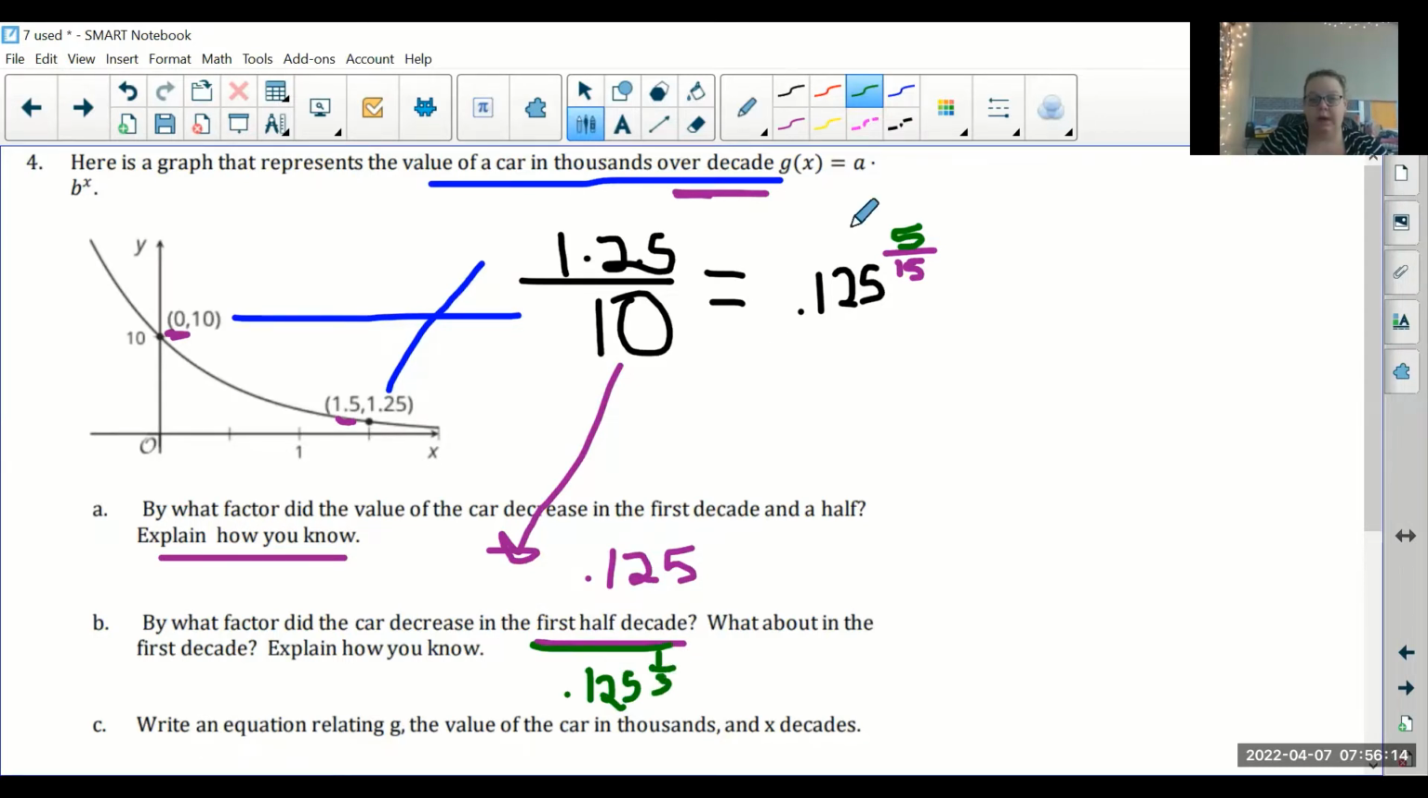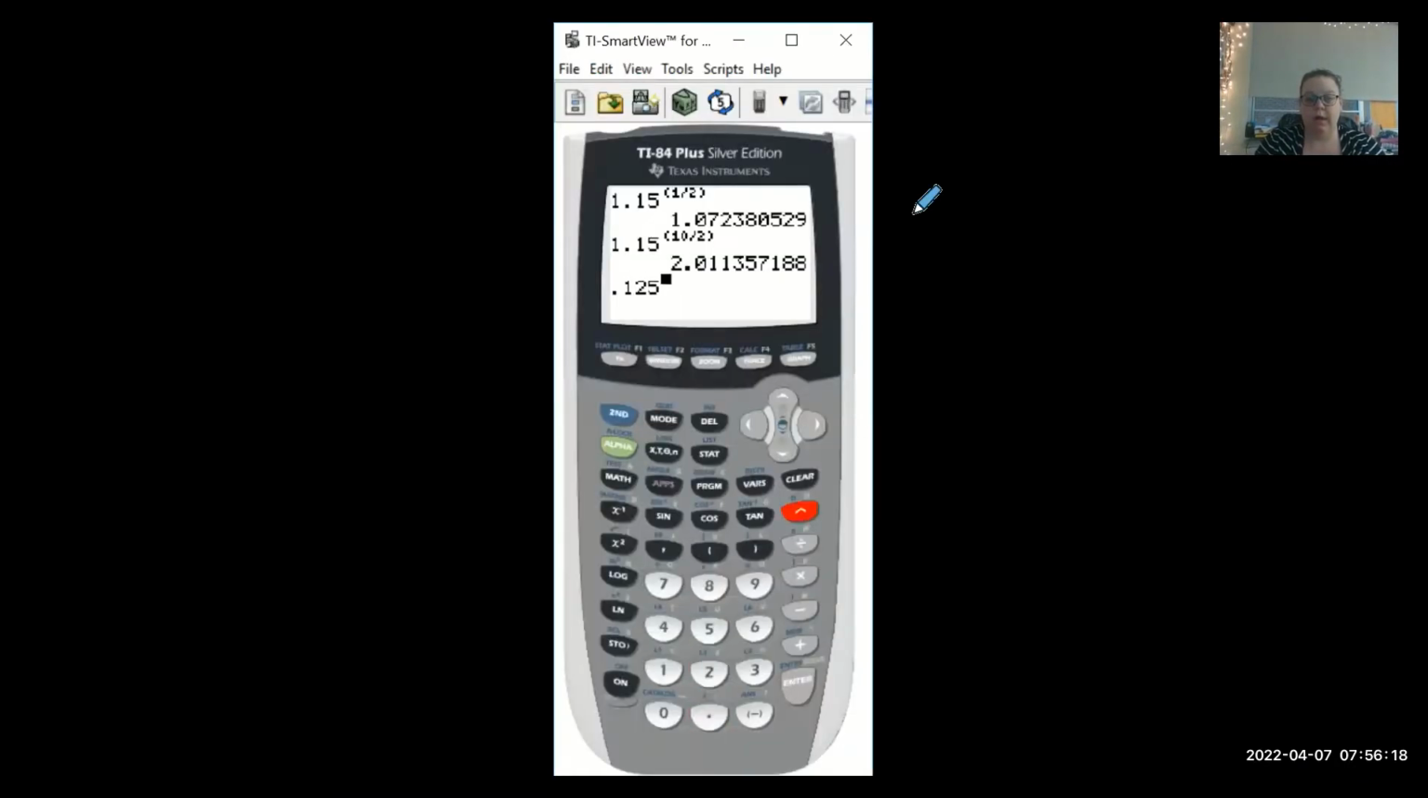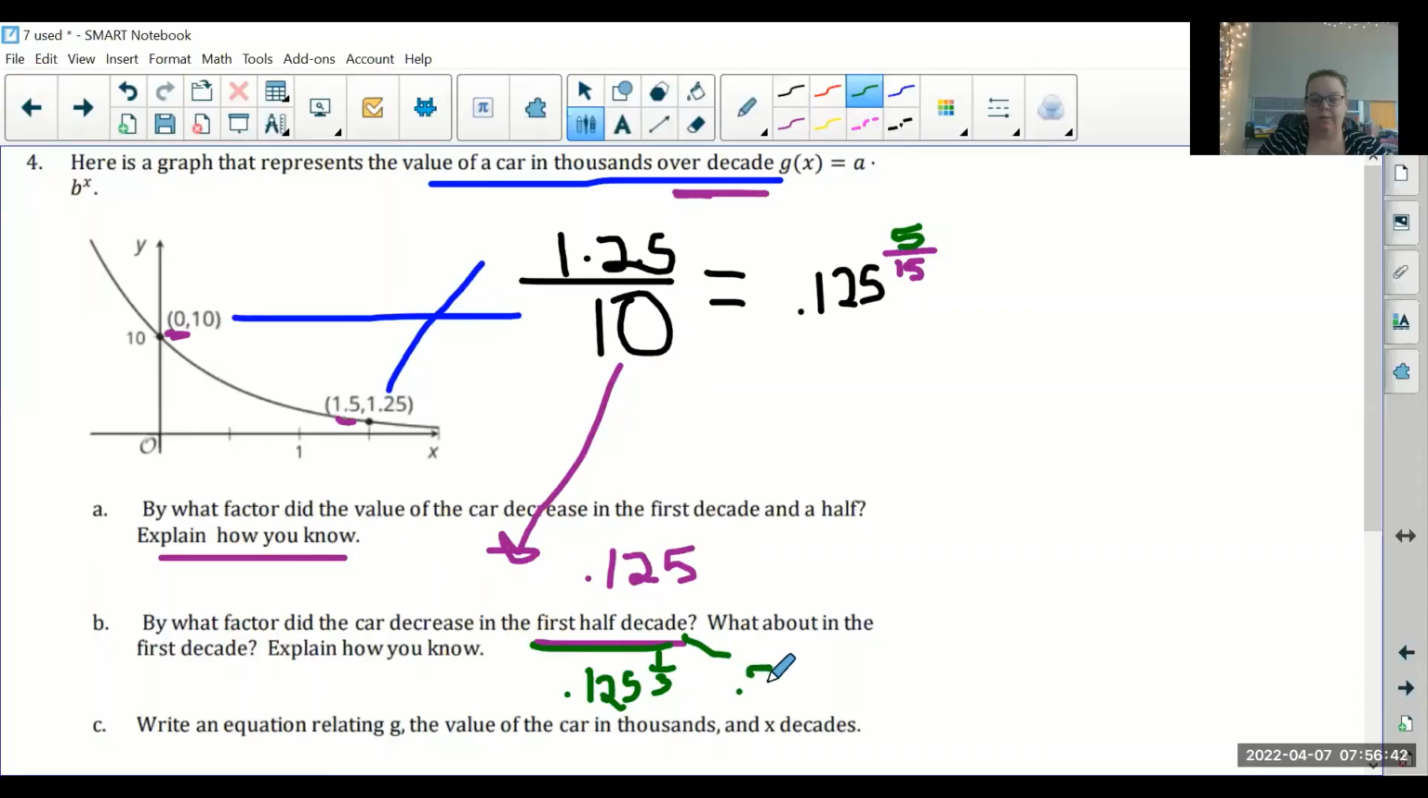And then we'll go to our calculator and we'll put that in. So 0.125 to the 5 over 15. Just remember to put it in parentheses, or if you like it 1/3, you could do 1/3, and you can see that you get the same answer for both of them, 0.5. So when we're doing this, the first half decade has a rate of 0.5.